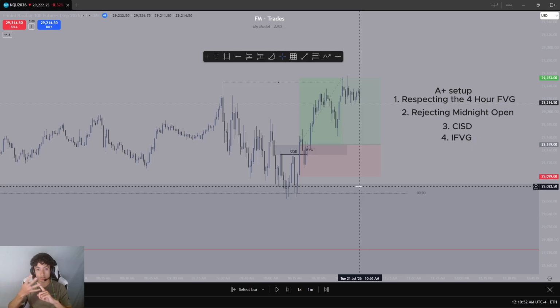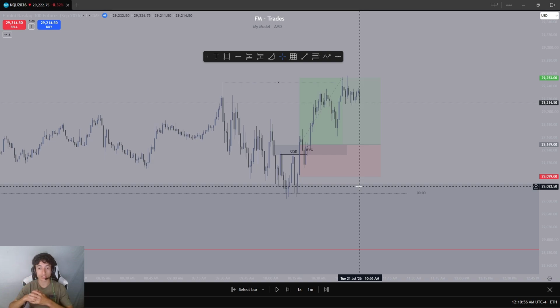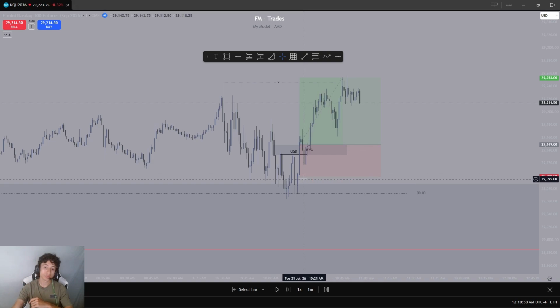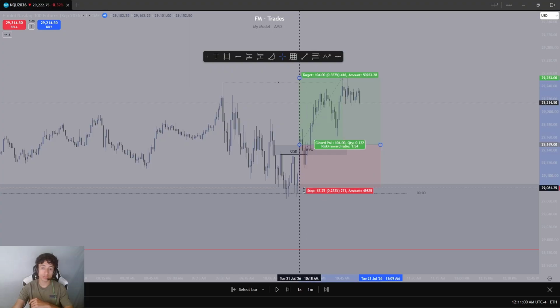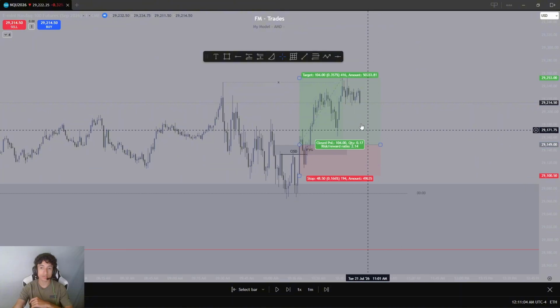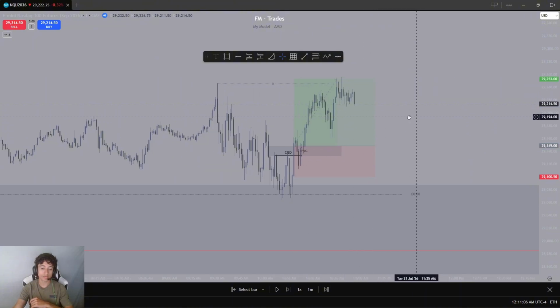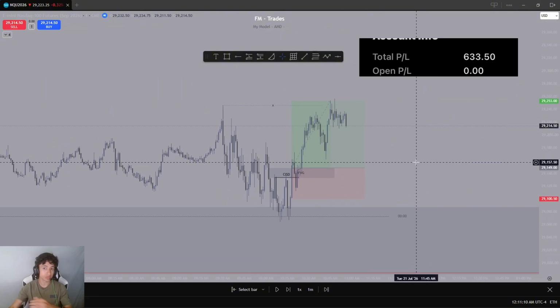Once we have that closure above that inversion, we set a limit, put our stop 50 points, or you could do 82 points, doesn't really matter. 50 points is fine for me though. And we're targeting 2R. That is something I took this morning, and I ended up printing $663.